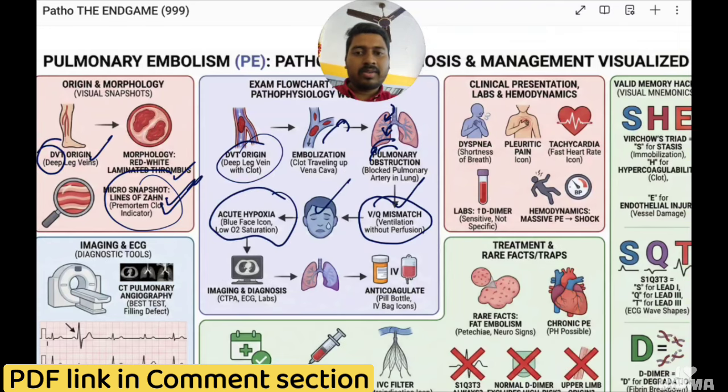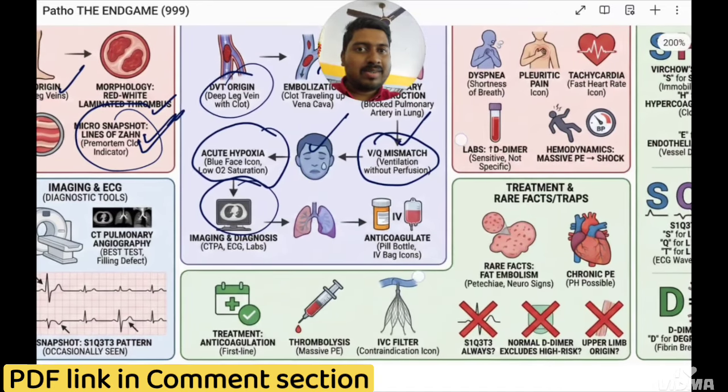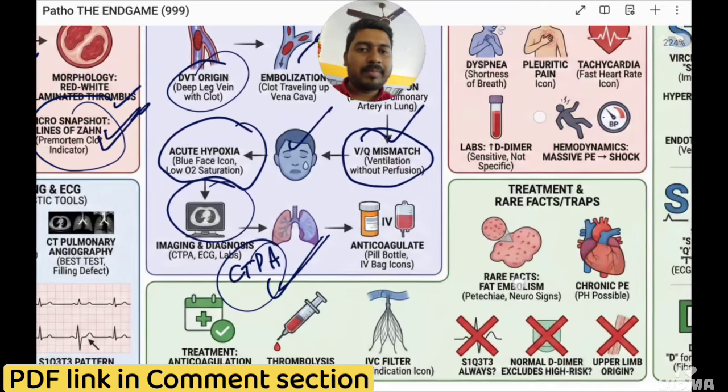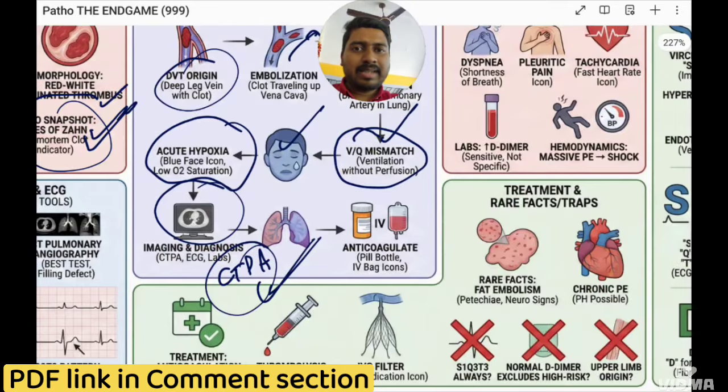Hypoxia occurs, cyanosis occurs. And on imaging, which is the imaging of choice, it is not ultrasound, it is not some MRI or anything. Okay, it is basically CT pulmonary angiography, CTPA. Okay, CTPA is the investigation of choice. So what is the initial management? Initial management is based on whether the pulmonary embolism is massive or not.